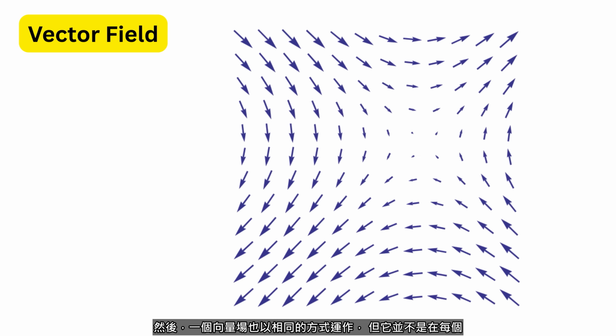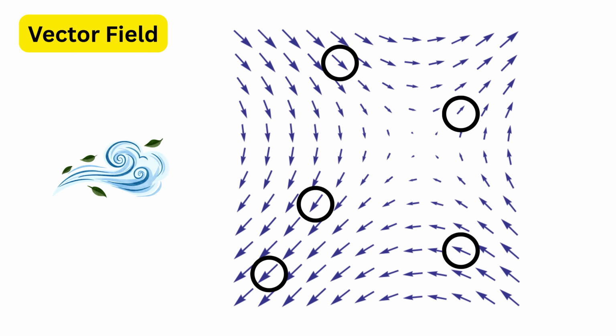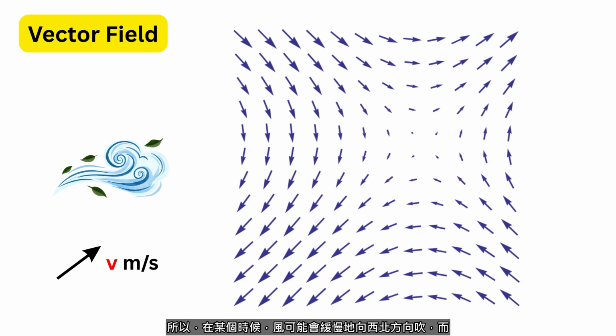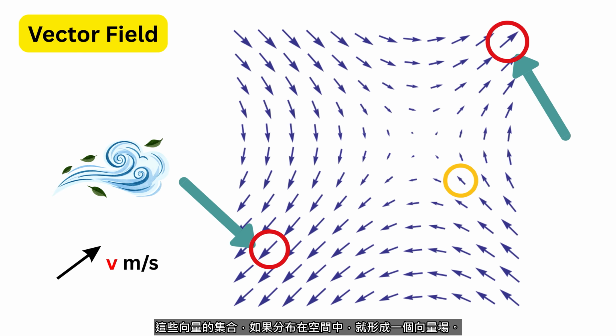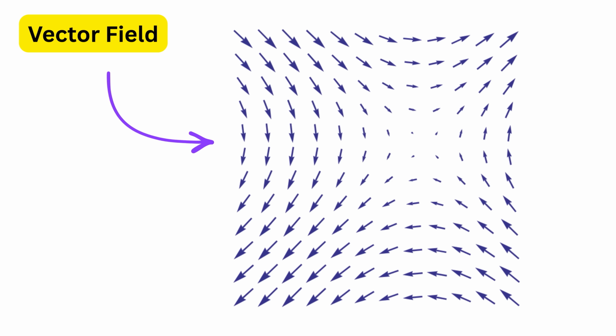Then a vector field works the same way, but instead of a single number at each point, we assign a vector at each point. A classic example is wind flow. At every coordinate in space, the wind has a speed and a direction. So at one point, the wind might be blowing slowly toward the northwest, while at another point, it might be blowing faster toward the southwest or northeast. The collection of all these vectors distributed in space forms a vector field.